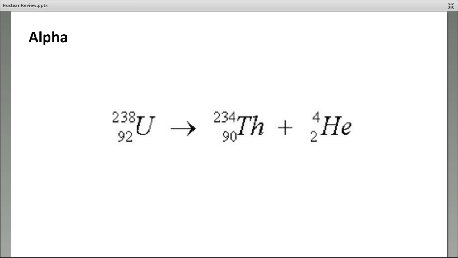Here's what's going on in alpha. You see it's producing this helium. With these little formulas, there's a couple things that you need to know. This number right here is the mass number for the element, that top one.